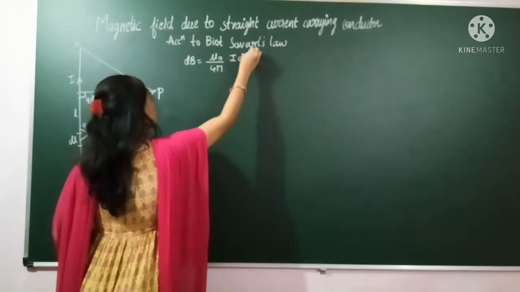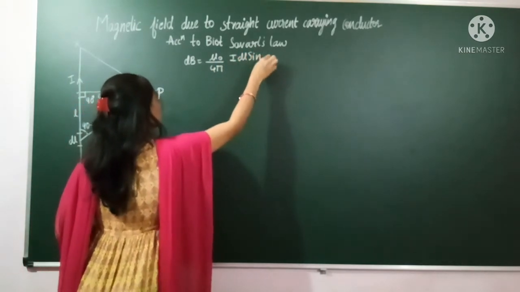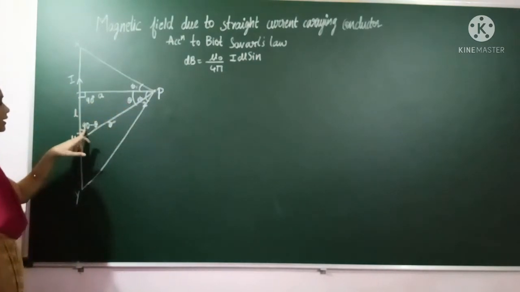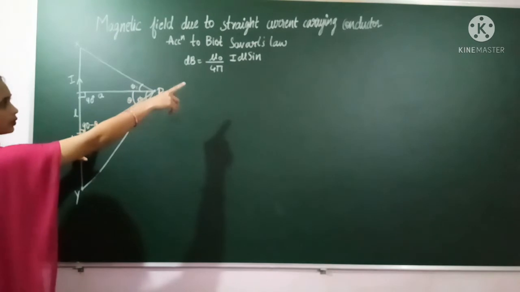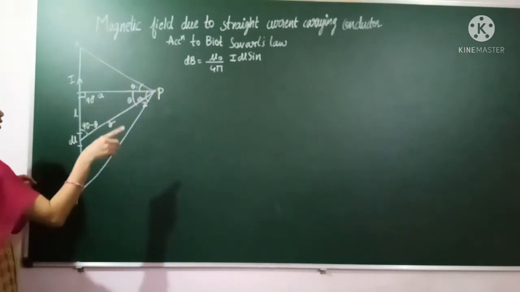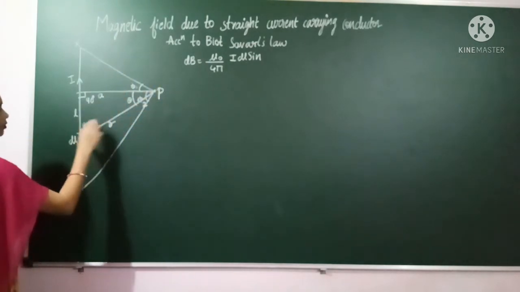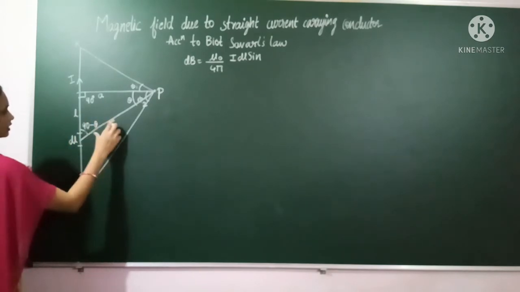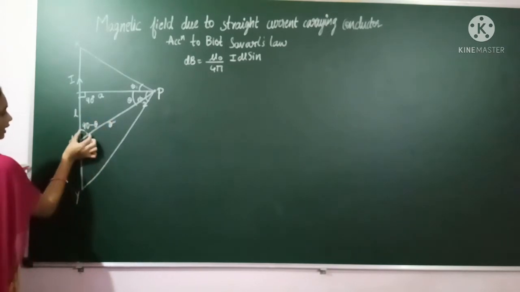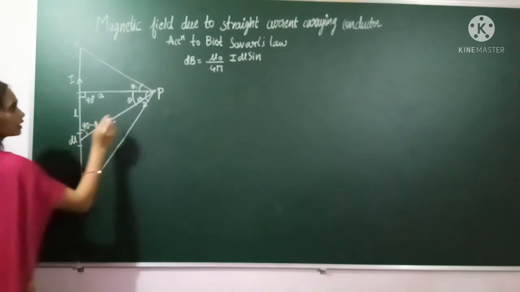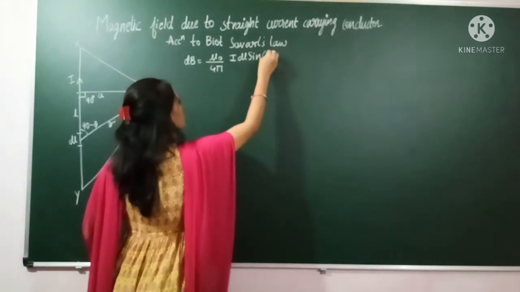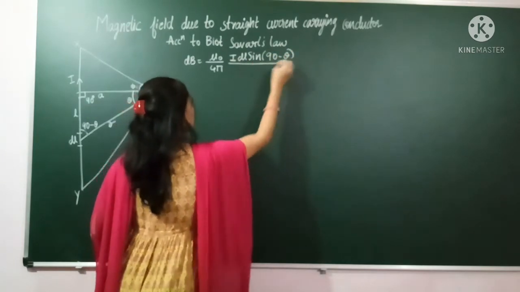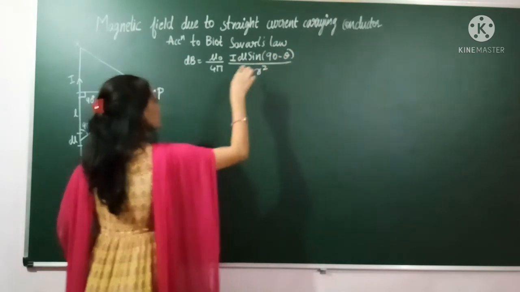Here what theta will you take? Here this is 90 degrees, here this is theta, and this is 90 minus theta. The angle you always have to take is the angle between the current element and the distance vector r. So this is the current element and this is the distance vector r. The angle between these two is 90 minus theta. So here I will write sine of 90 minus theta divided by r square. So this is our Biot-Savart law.